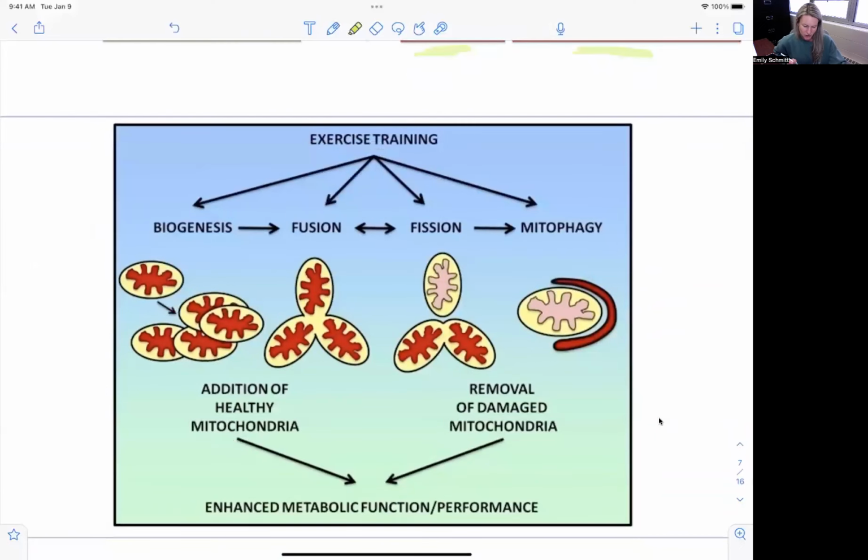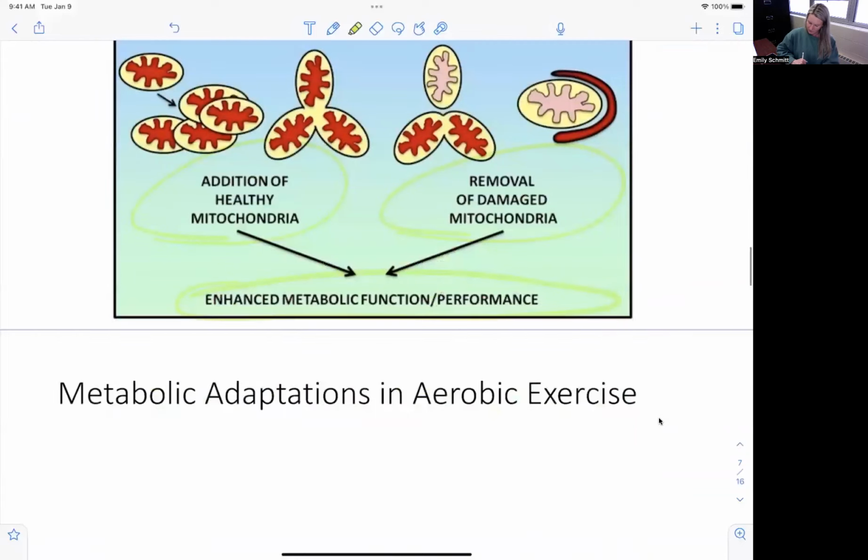So this is just another schematic showing that with exercise training, we have increased biogenesis and fusion. Mitophagy, we will have the addition of healthy mitochondria, the removal of damaged mitochondria, and in turn, this will enhance our metabolic function and performance.